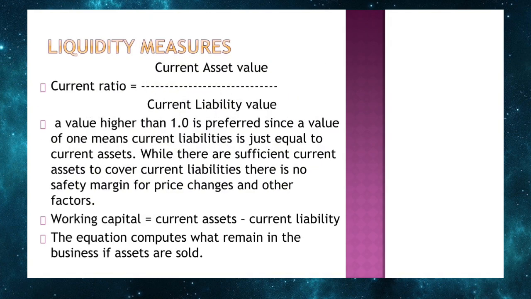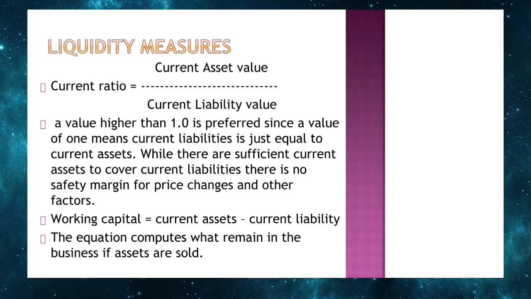In this slide, the focus is on one of the key liquidity measures, the current ratio. The current ratio is computed by dividing current assets by current liabilities. A value greater than 1.0 is preferred because it means the farm has more current assets than current obligations. A value equal to 1.0 indicates that assets exactly match liabilities, leaving no safety margin for unexpected costs or price changes. The current ratio allows farmers to assess whether they can handle short-term expenses such as input purchases, loan payments, or emergency needs.